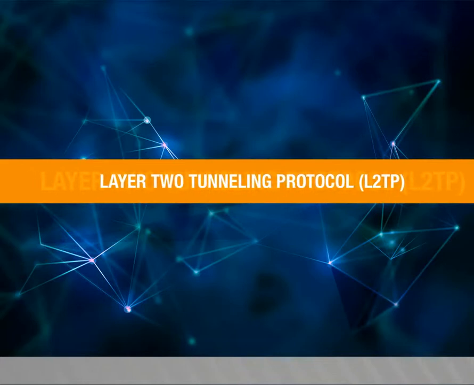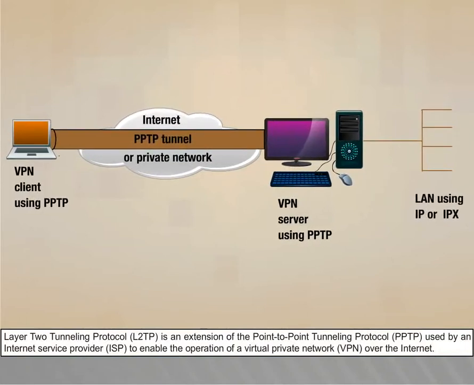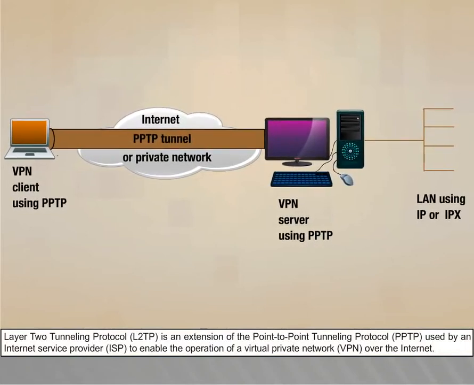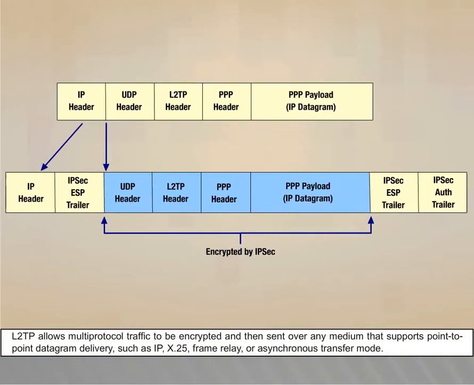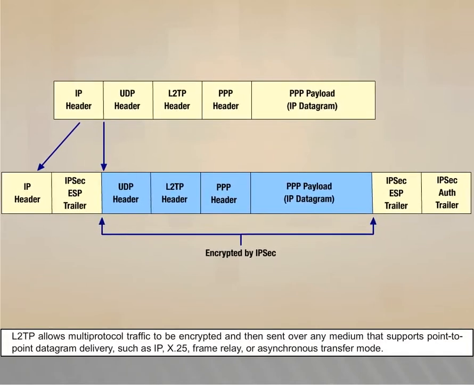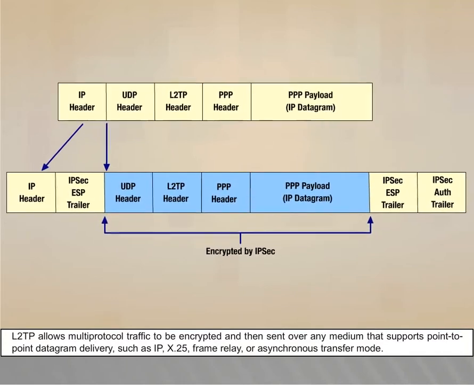Layer 2 Tunneling Protocol (L2TP). In this video, we are going to see about Layer 2 Tunneling Protocol (L2TP). L2TP is an extension of the point-to-point tunneling protocol (PPTP) used by an Internet Service Provider (ISP) to enable the operation of a virtual private network (VPN) over the Internet. L2TP allows multi-protocol traffic to be encrypted and then sent over any medium that supports point-to-point datagram delivery, such as IP, X.25, frame relay, or asynchronous transfer mode.